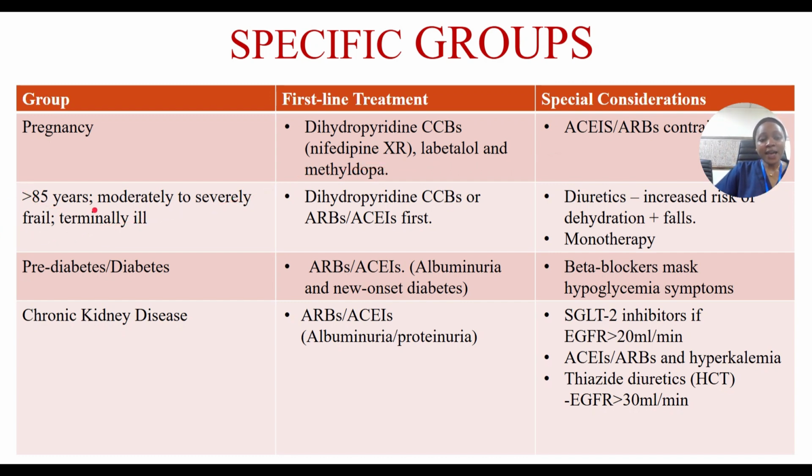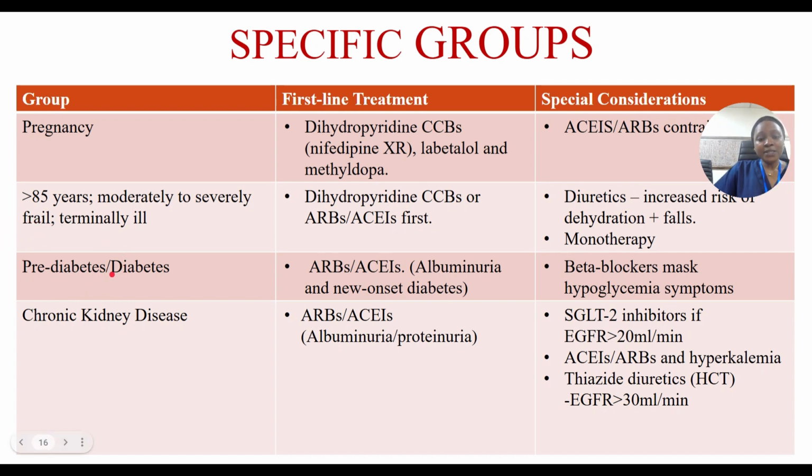Then in people that are 85, that are frail, people who are partially or completely dependent on people for activities of daily living, someone who is terminally ill with reduced life expectancy, we prefer to use calcium channel blockers or ARBs or ACE inhibitors first. And this is because this group of people have reduced physiological response and they have blunted response to thirst. So they are more prone to dehydration and electrolyte imbalances than other people. So this puts them at risk of falls as well. So we always like to start with monotherapy in this group of people to avoid aggressive treatment.